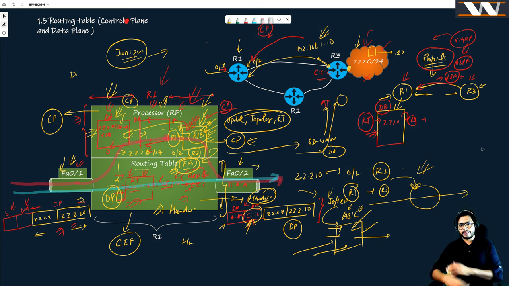So it basically depends upon the behavior of the protocol running. You are right, it's sending updates. And one more question: CEF is a separate table, right? It is a combination of the routing table plus the adjacency table, but it's a separate table. Okay, thank you.